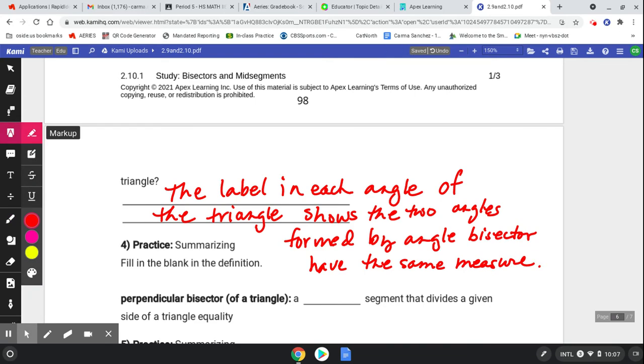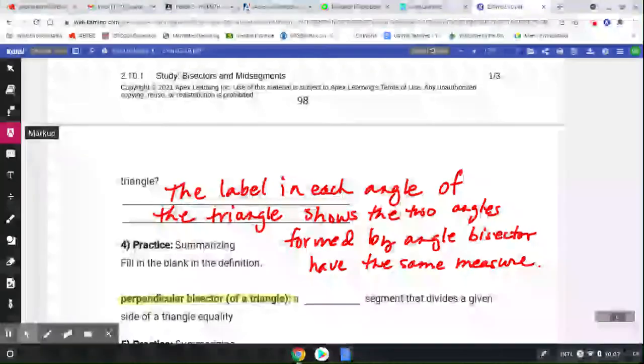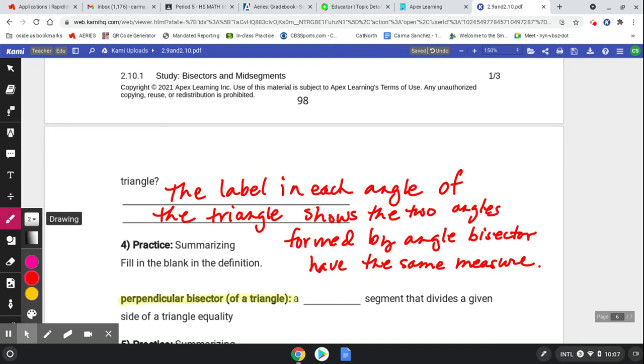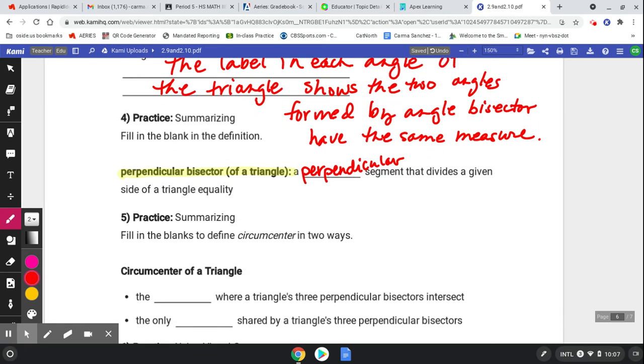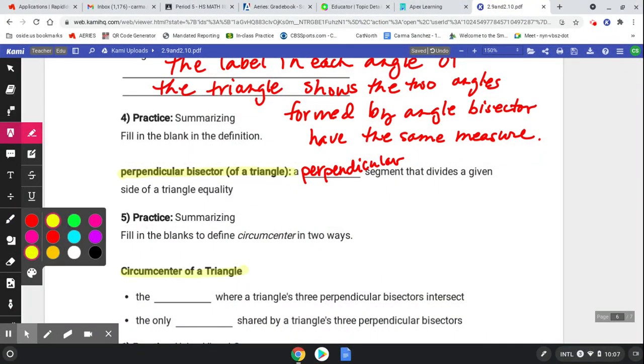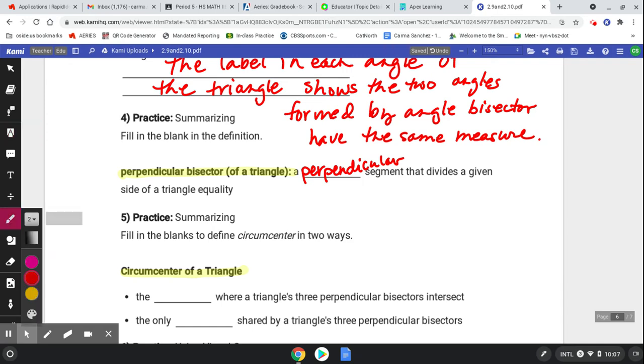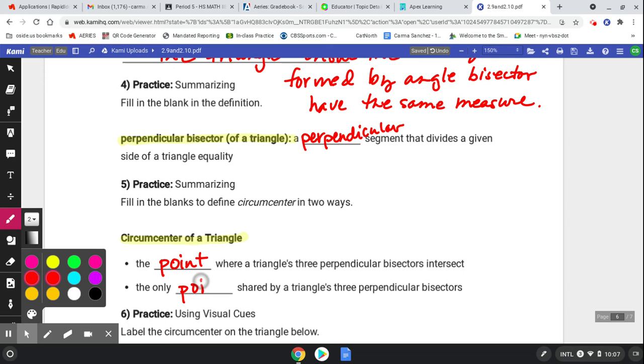Okay. Finally, I hope this word's not brand new for you, but a perpendicular bisector, but now we're going to be talking about it as far as a triangle goes. Perpendicular bisector is a perpendicular segment that divides a given side of a triangle. So here's the circumcenter of a triangle, known as the point where the triangle's three perpendicular bisectors intersect, and it's the only point shared by the three perpendicular bisectors.